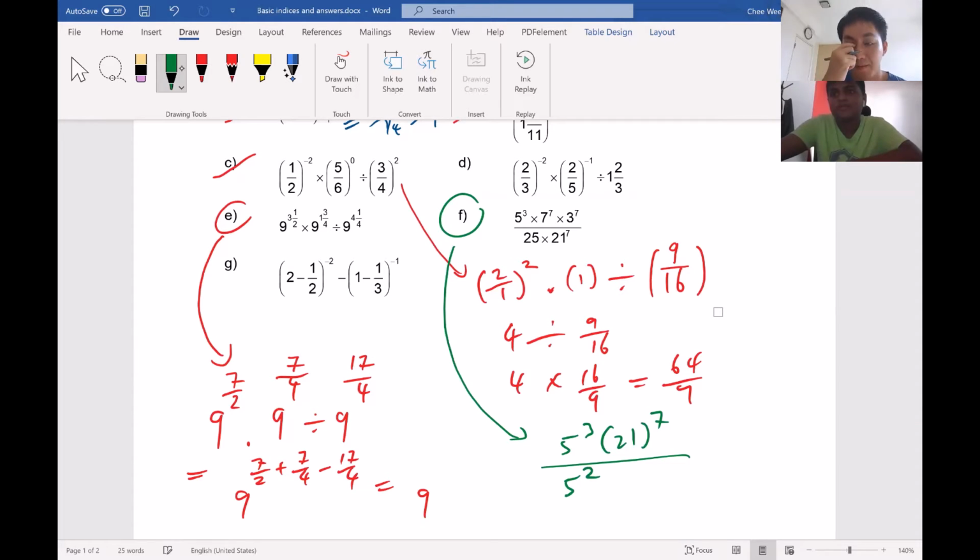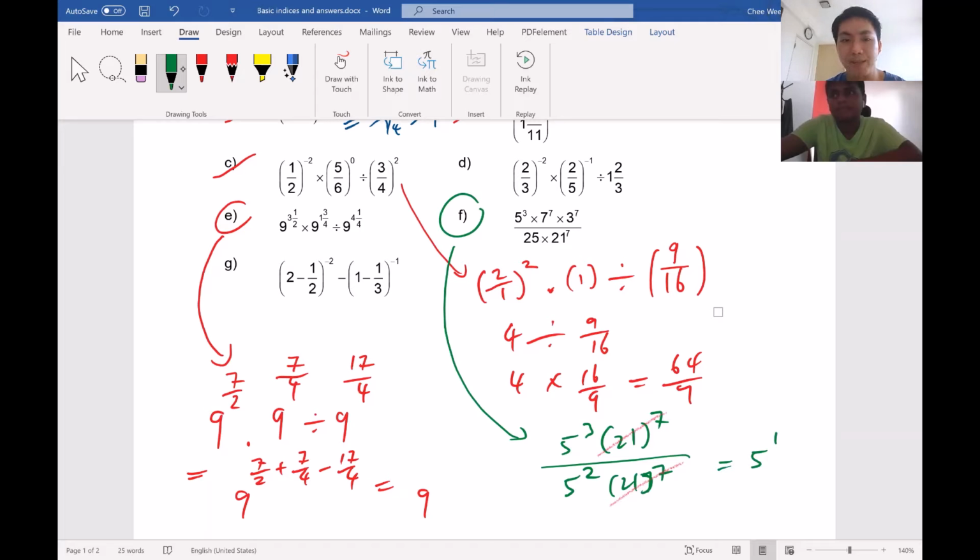And then 21 to the power of 7. So then you just cancel the top 5 cubed and 5 to the second is just 5, and then the 21 cancels. Though I agree with your answer here, right?